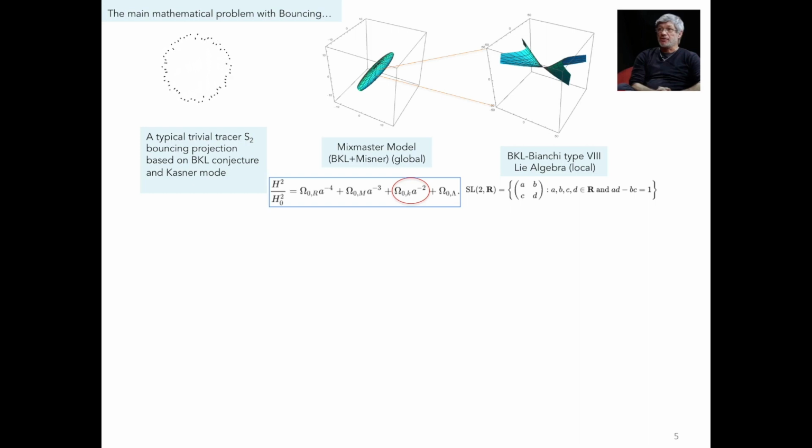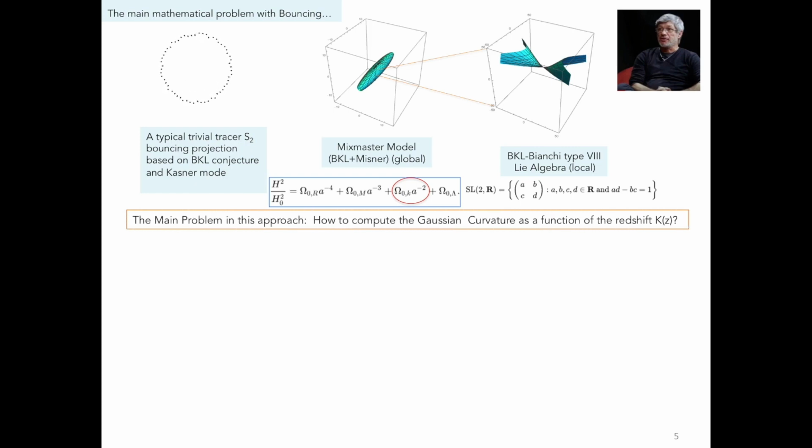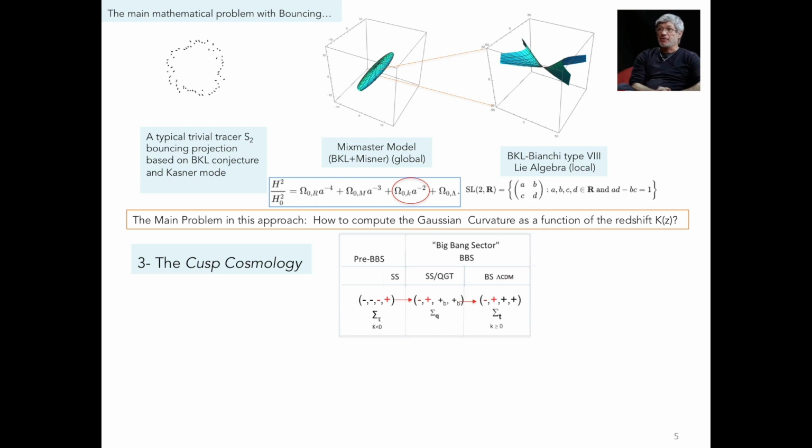So we can say that the main problem in this approach is how to compute the Gaussian curvature as a function of the redshift. We still don't know. An alternative that allows both mathematics and physics to move forward with greater consistency starts, in my view, from the so-called Cusp Cosmology, where two main cosmological sectors are considered, pre-Big Bang and Big Bang sector.